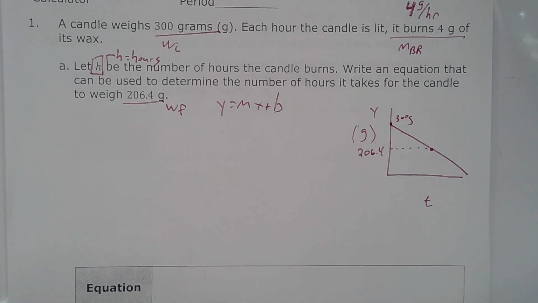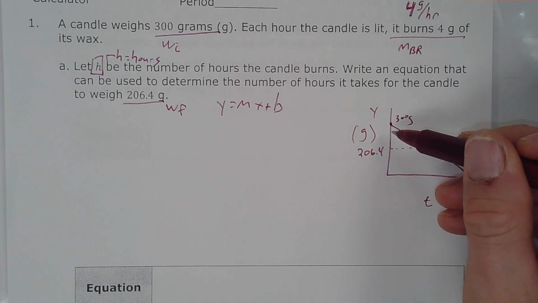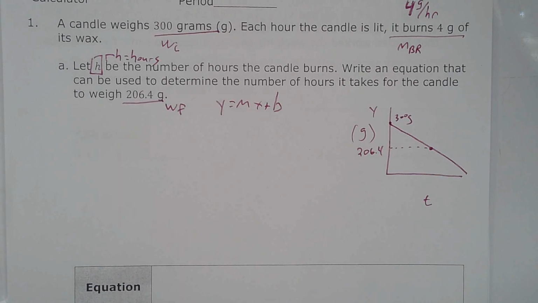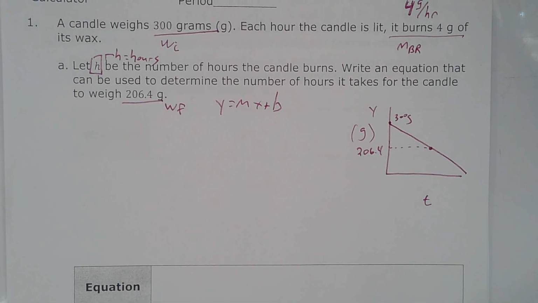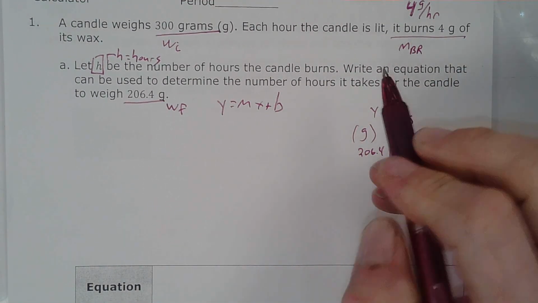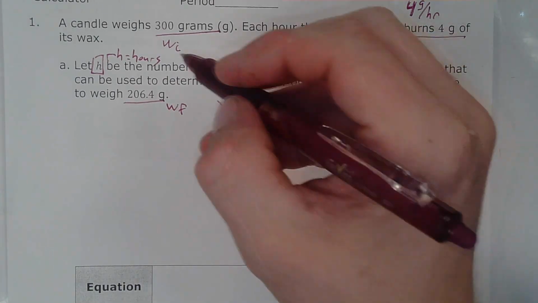Okay? So what is this? What is this in our equation? The y-intercept. It's the y-intercept. So what letter is it? Oh, B. B. Right? So this is also B.